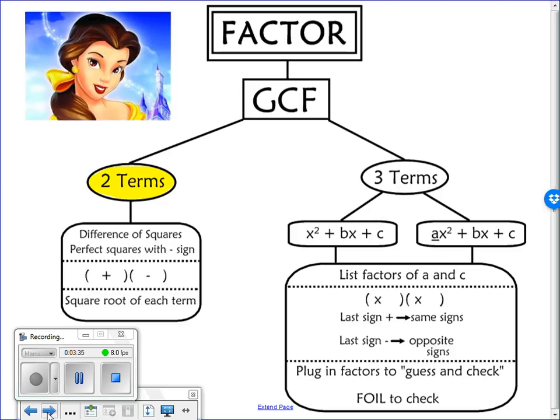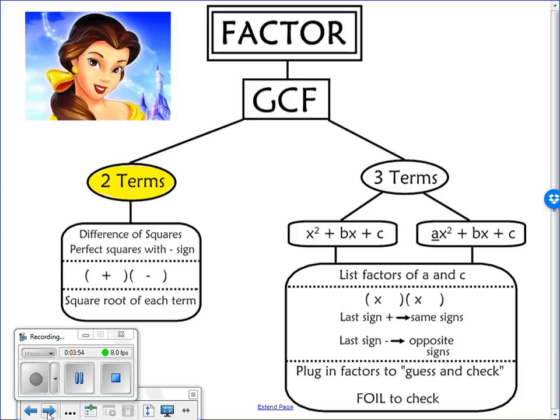GCF's always the first thing we look for, no matter what. But then you have to recognize how many terms you have. I need 2 terms for this to work. It's called difference of squares. So if you hear me refer to it as a difference of squares, that's what I'm talking about. They are both perfect squares with a minus sign.